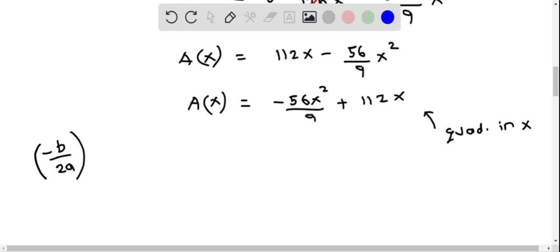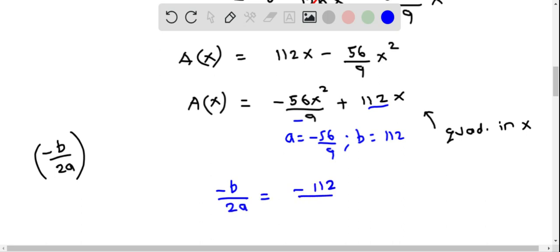So let's identify the a and b. Thus a equals negative 56 by 9 and b equals 112. This is b and this is a. So we can plug into this formula. Therefore negative b over 2a is equal to negative of 112 divided by 2 times negative 56 over 9. We will simplify this.